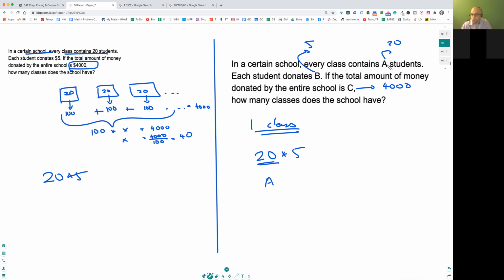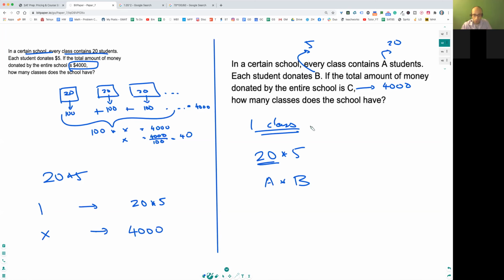And 5, their new name is B. So you're just going to write down A times B, okay? Now, what's the next thing you did here? You said one class donates 20 times 5, which was 100, but just write it down as 20 times 5 here, right? And now you're going to ask X donates 4,000, right? And then you did the cross multiplication.